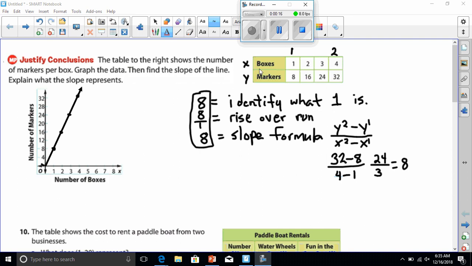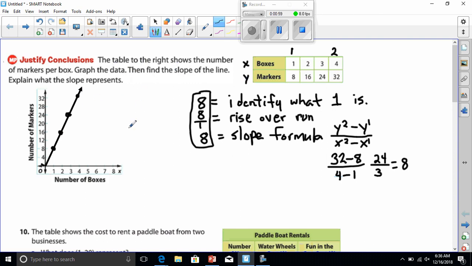Well, I graphed the data here because I see that there's boxes and markers, and for every one box, there's 8 markers. So over here, you can see I made my first coordinate dot over 1 at 8, okay? And I made my second one at box number 2 at 16. Number 3, I put it at 24. And number 4, I put it at 32. Then I put the line through there showing that I made my line.